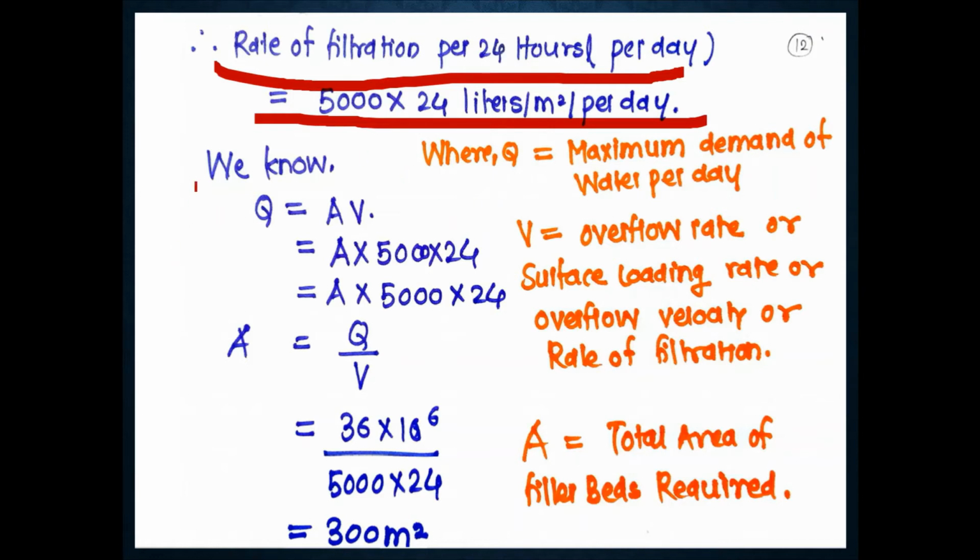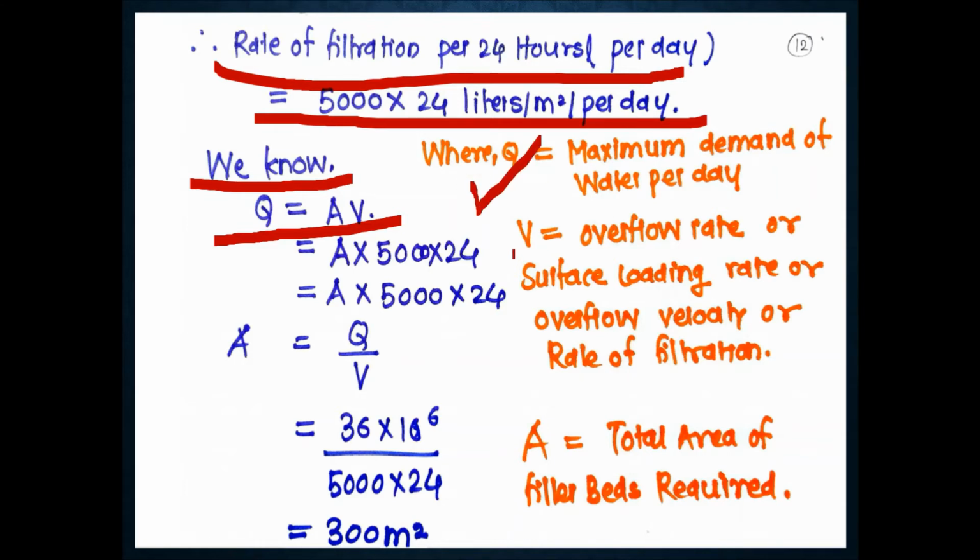Now the universal, common relation we know: discharge is equal to area into velocity. Velocity in this case is nothing but the speed with which your water is getting purified with the help of the rapid sand filter. At what speed it purifies and filters, that is V. I have written it here also. Q is nothing but the maximum demand of water per day.